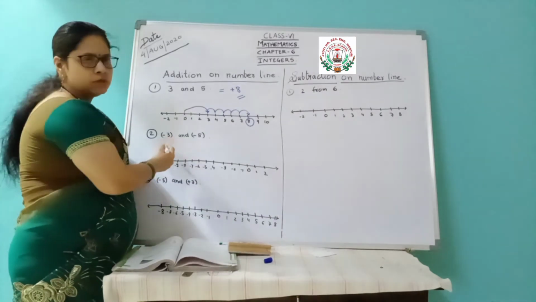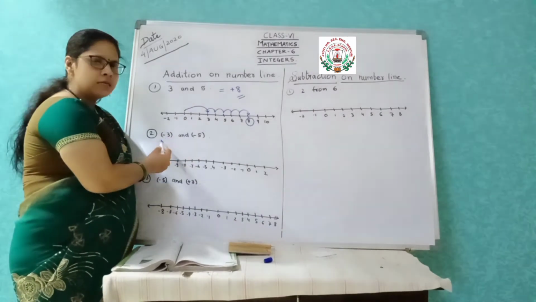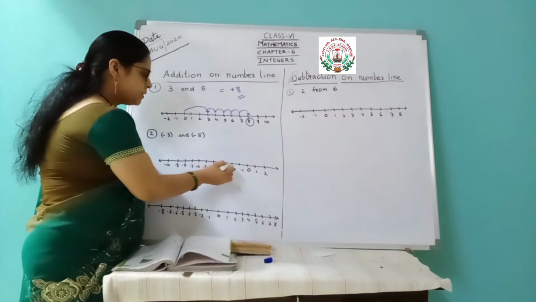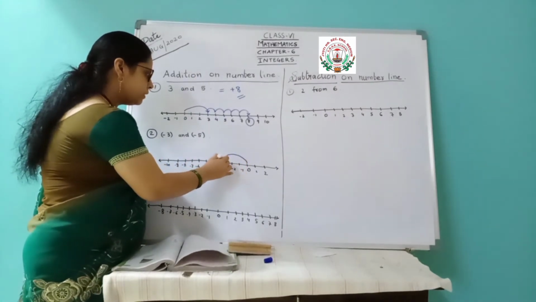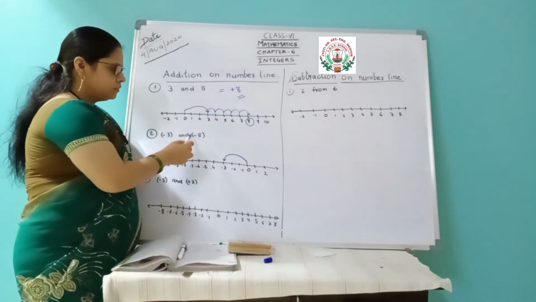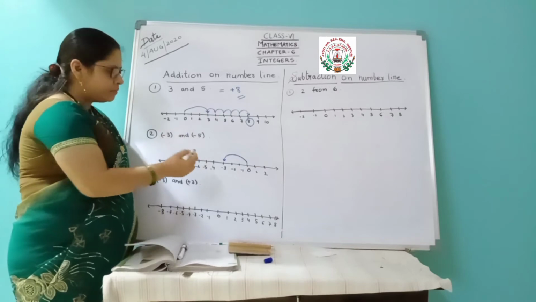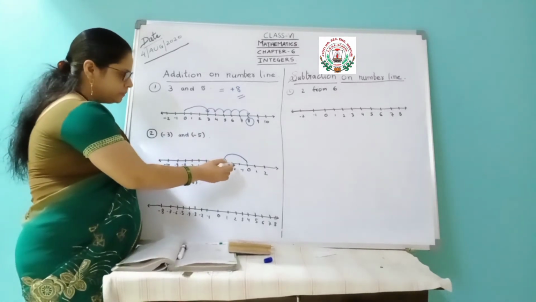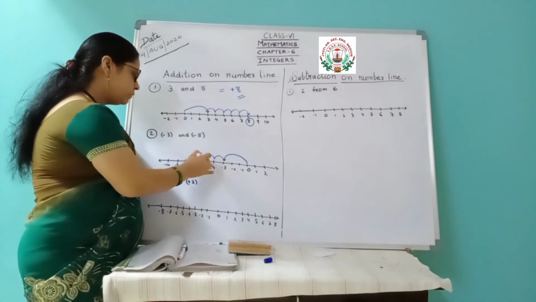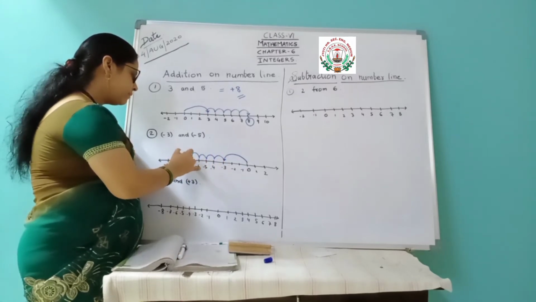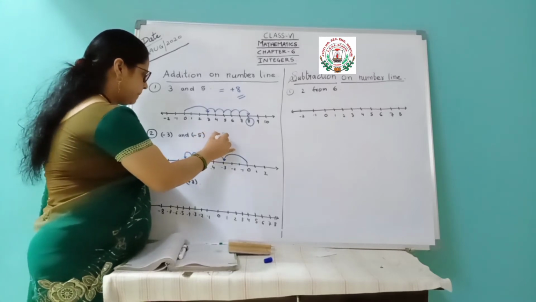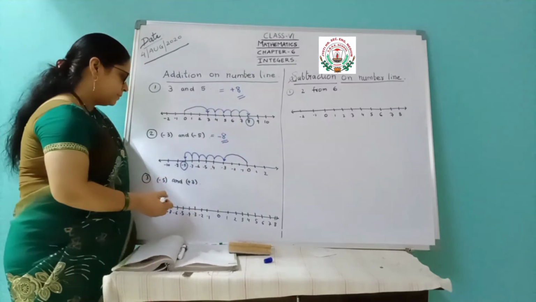Now let us come to this question, second part, minus 3 and minus 5. So first you will take minus 3. This is minus 3, so up to minus 3 you are coming. Then addition. After addition you will get greater number and greater number. So how much it will be? 1, 2, 3, 4 and 5. This is minus 8. Minus 8 is the answer.